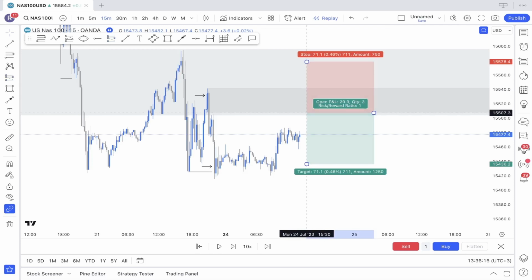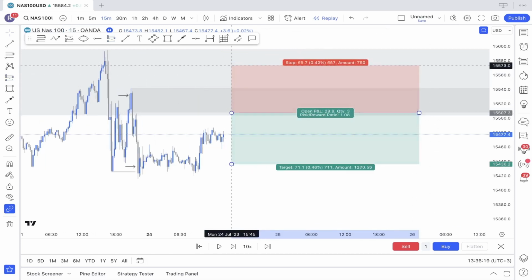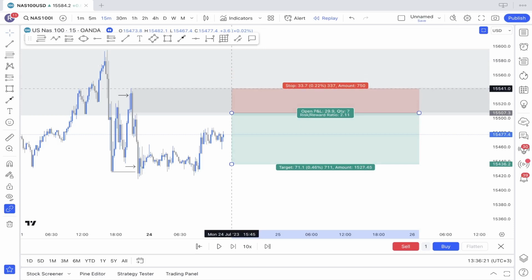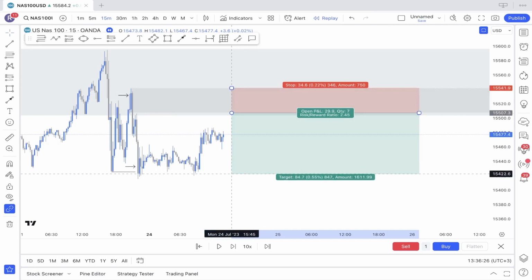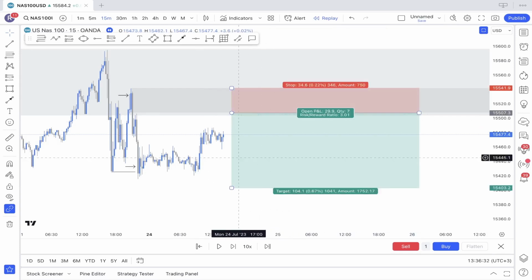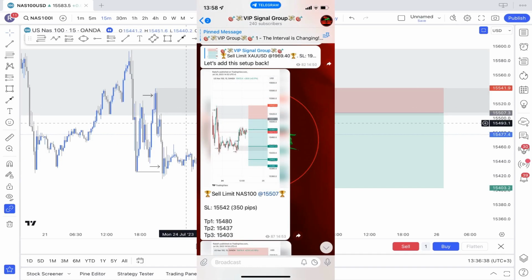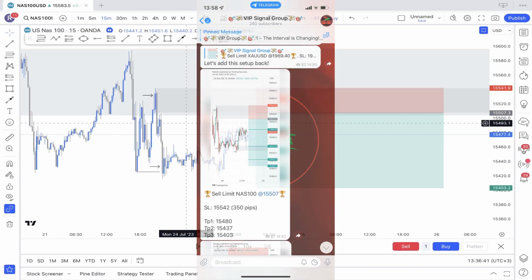I think this is where the entry was. Yeah, the stop loss was right above the supply level. Okay, and take profit, the last take profit number 3 was at 1-to-3 risk to reward ratio, okay, which is around here. Okay, this was the sell limit setup that was sent in the SMC Trading Group, and I will also attach a picture on the screen right now to see exactly when the setup was sent.